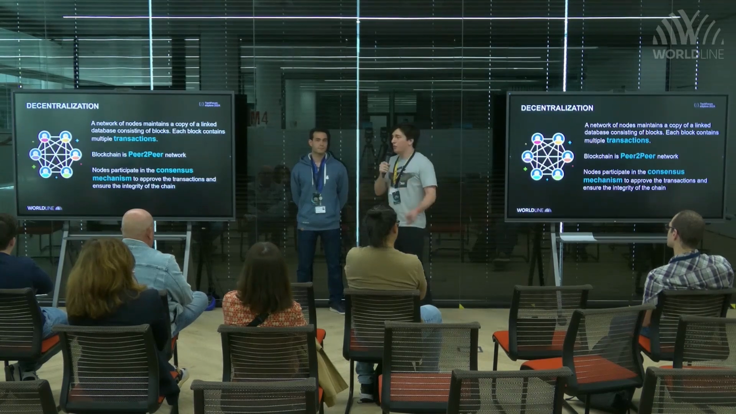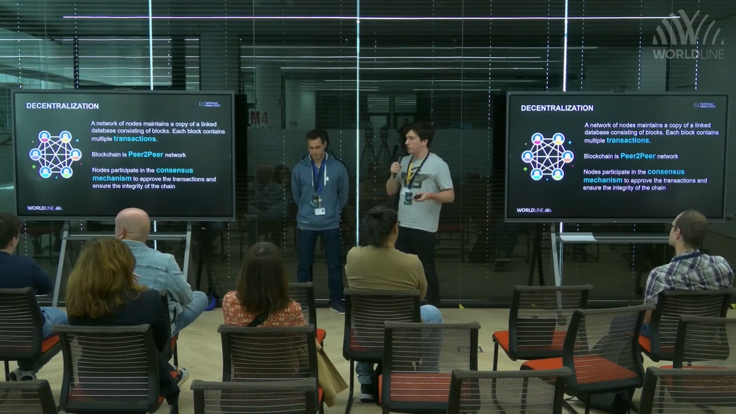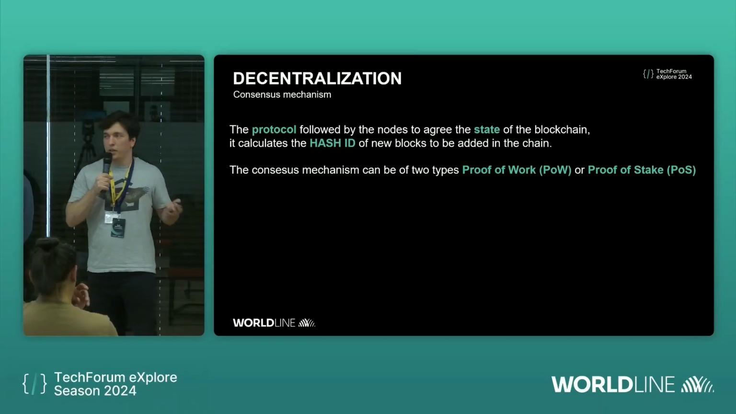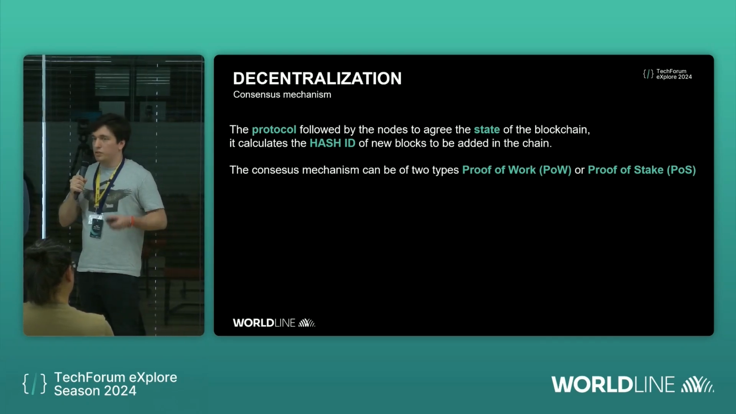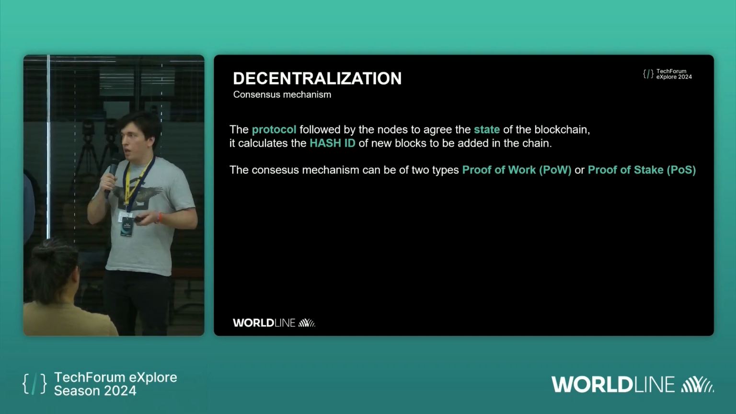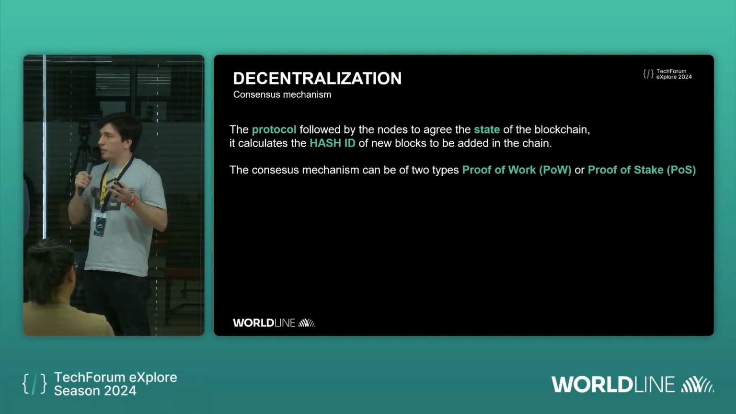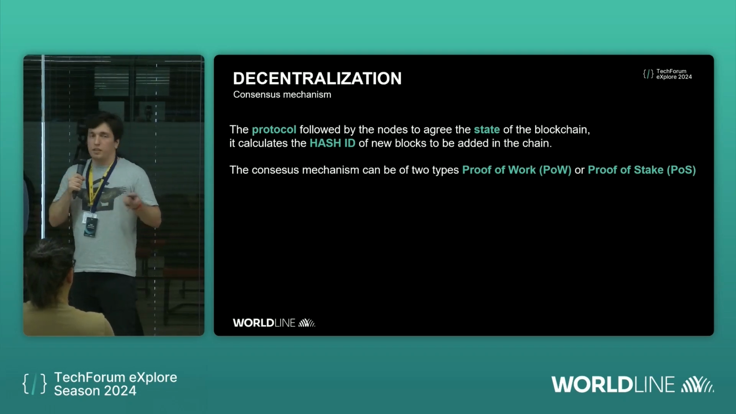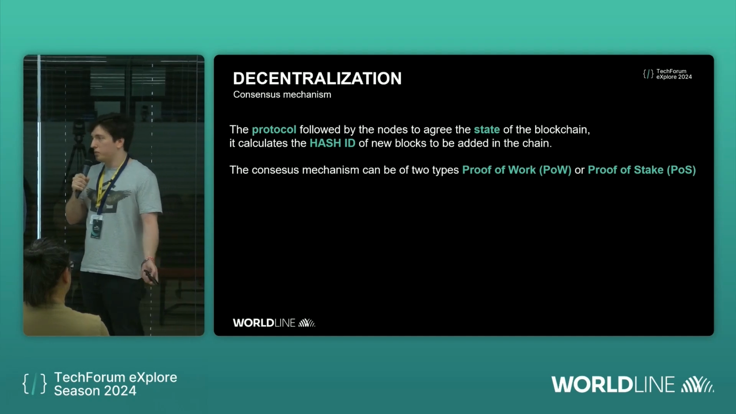Okay. Also, all the nodes in this network need to follow a consensus mechanism, which is used to validate the transactions and also verify the integrity of the chain. This consensus mechanism is a set of rules that each node needs to follow to validate the transactions and also find the new identifier for the new block that needs to be added to the chain. This consensus mechanism can be proof of work or proof of stake.